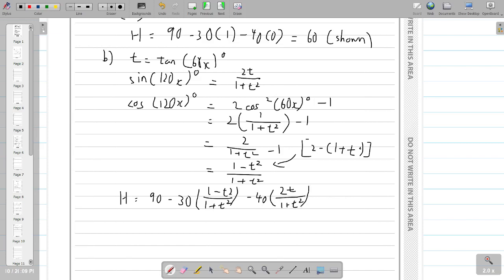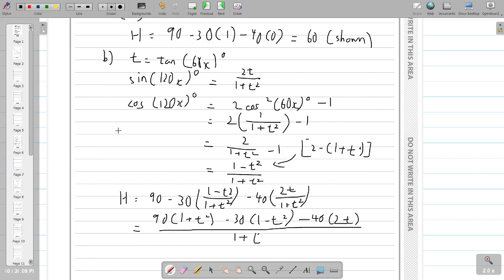All right, so let's combine these all into one denominator. 90 bracket this, minus 30 bracket this, minus 40 bracket this, all over 1 plus t squared.